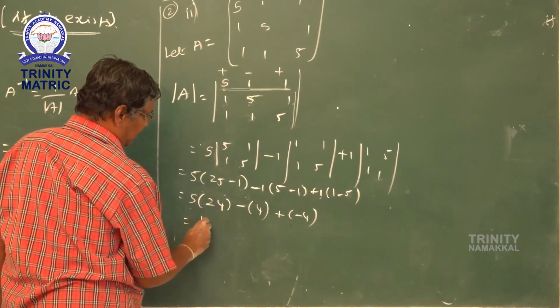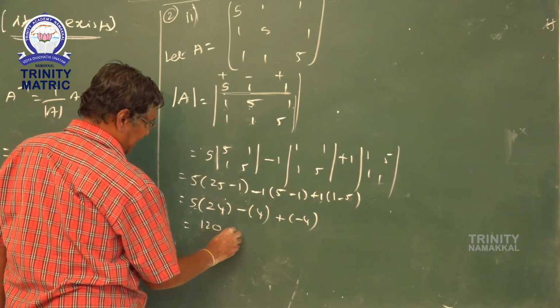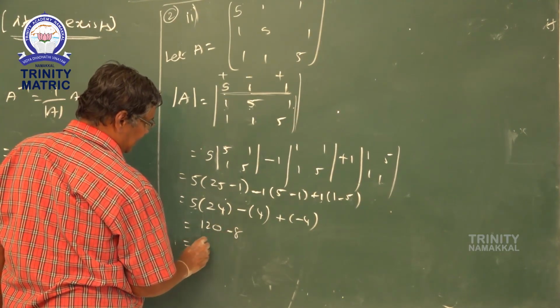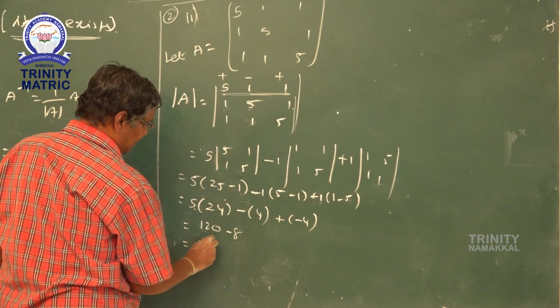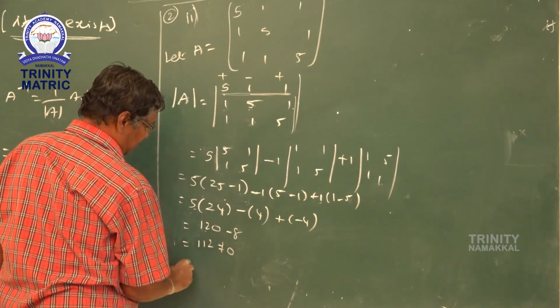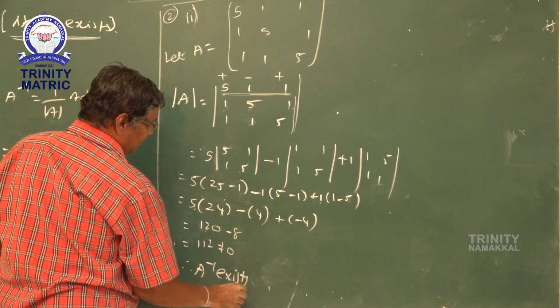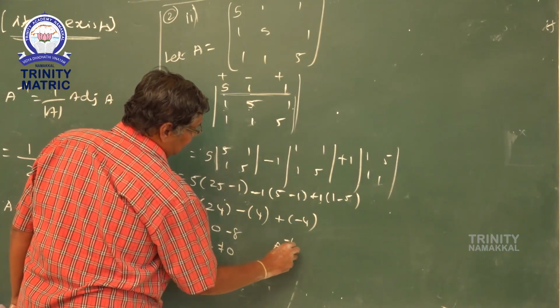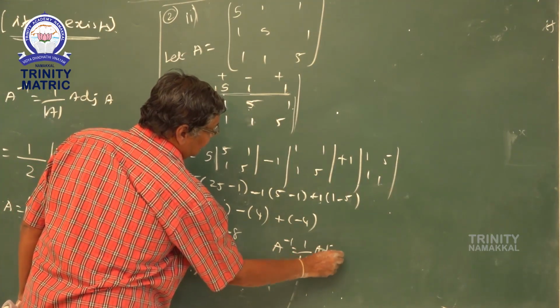That is 5 4s are 20. 120. 24 and 5 are 120, minus 8. That is 120 minus 8, how much? What will you get? 112, not equal to 0. Therefore, A inverse exists. How will you find A inverse? What is the formula? A inverse is equal to 1 by determinant of A into adj A.